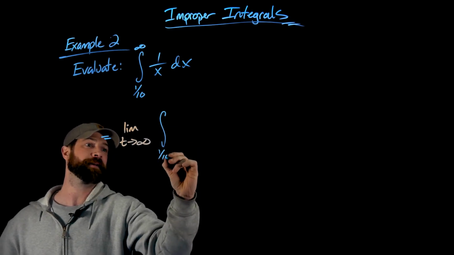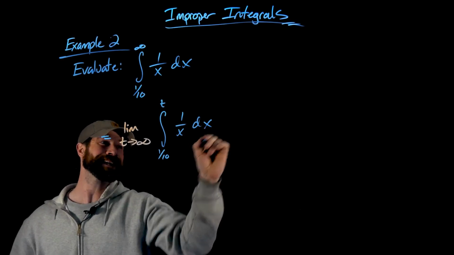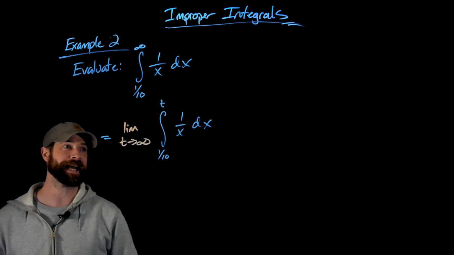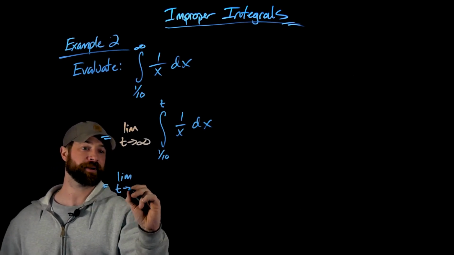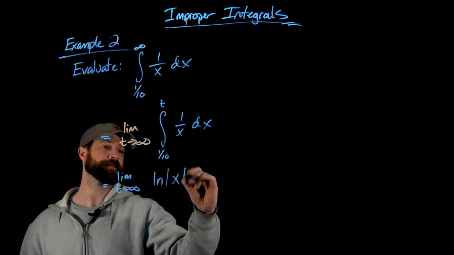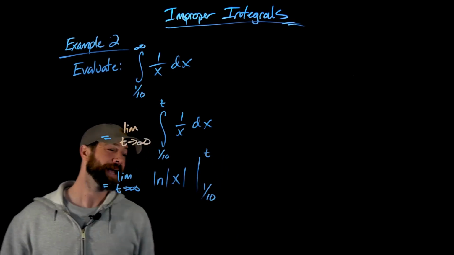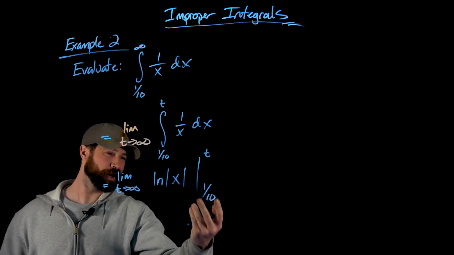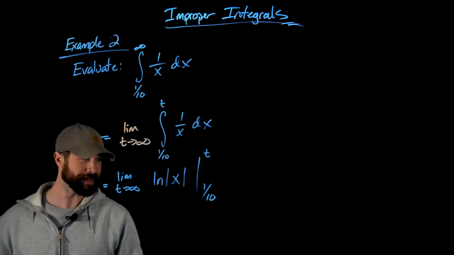But we have here again the integral from 1/10 to t of 1 over x dx. In this case, the antiderivative of 1 over x is the natural log. So now we can rewrite this as the limit as t goes to infinity of the natural log of the absolute value of x, from 1/10 to t. And in fact, since our values are all positive, starting at 1/10 and going to t, I actually don't need the absolute values. That doesn't matter too much.